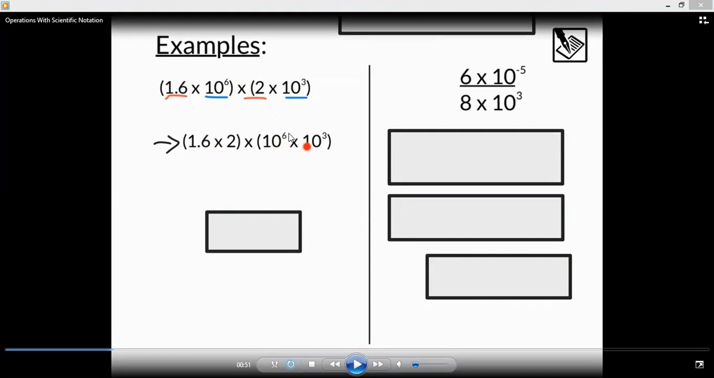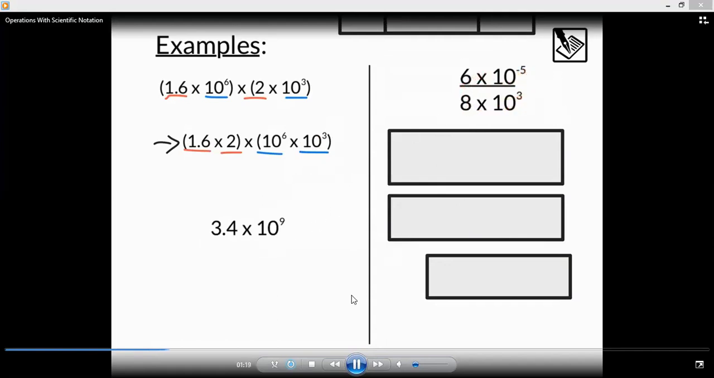This one is 10 to the power of 6 and 10 to the power of 3. Then what do we have to do with the exponents? We have to add the exponents. And we will multiply 1.6 times 2. The answer: 6 times 2 is 12, write 2 and carry 1; 2 times 1 is 2, and 1 is 3. So it will be 3.2. Second, 10 to the power of 6 multiplied by 10 to the power of 3. We have to add the exponents together. It's a positive exponent, so it will be 10 to the power of 9.